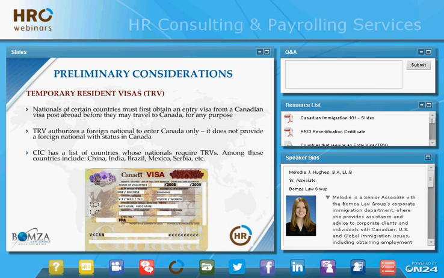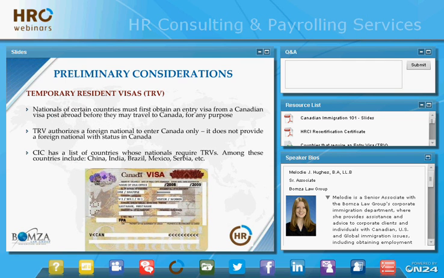The Canadian government has a list of countries whose citizens will require an entry visa before they can enter Canada. If a TRV is needed, the application must always first be processed by a Canadian visa post, i.e. a consulate, embassy, or high commission in their country of residence or nationality before they can actually even get on the plane. The TRV authorizes a foreign national to enter Canada only. It does not provide them with status.